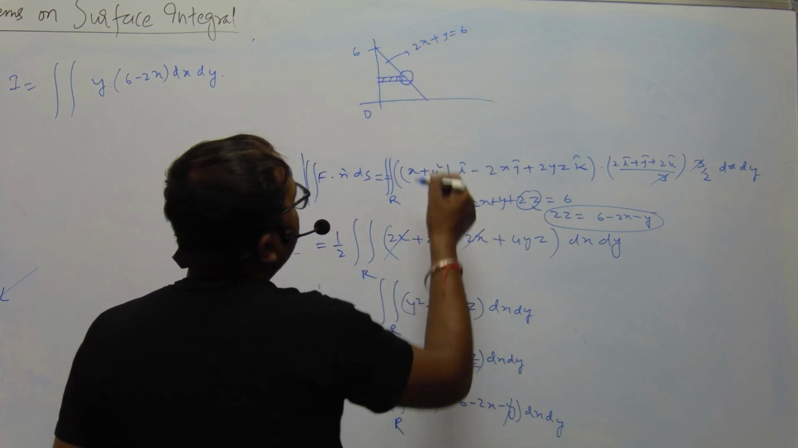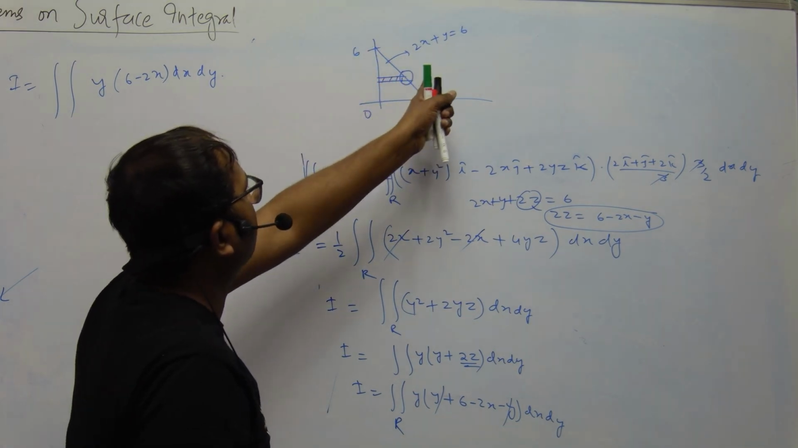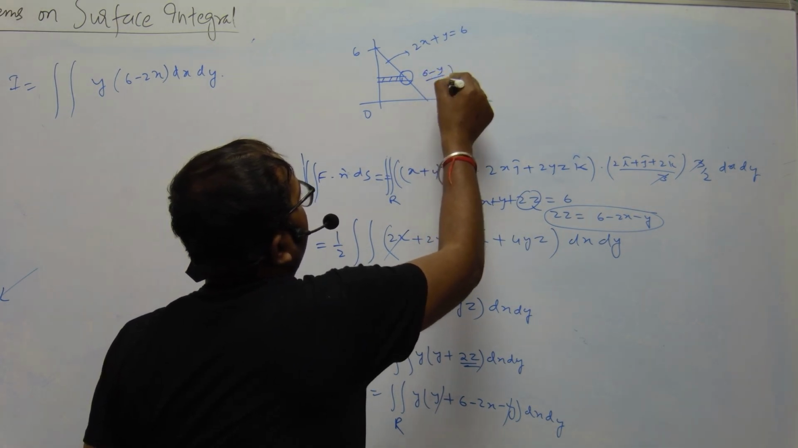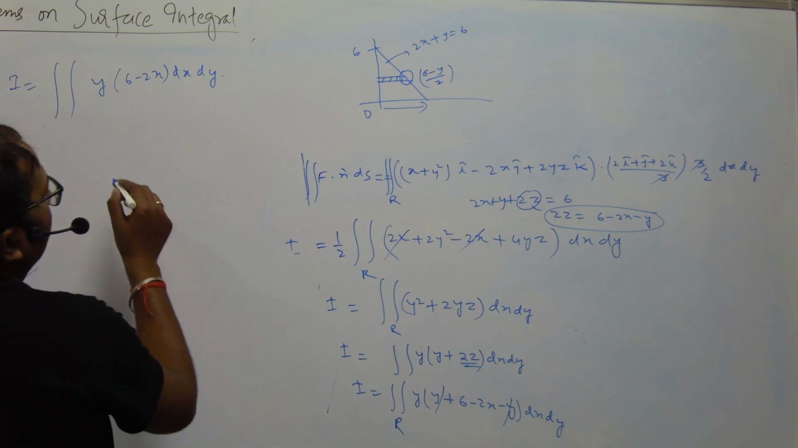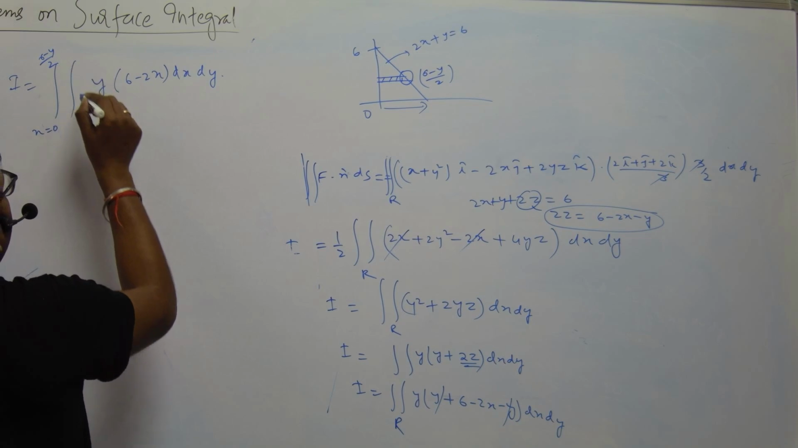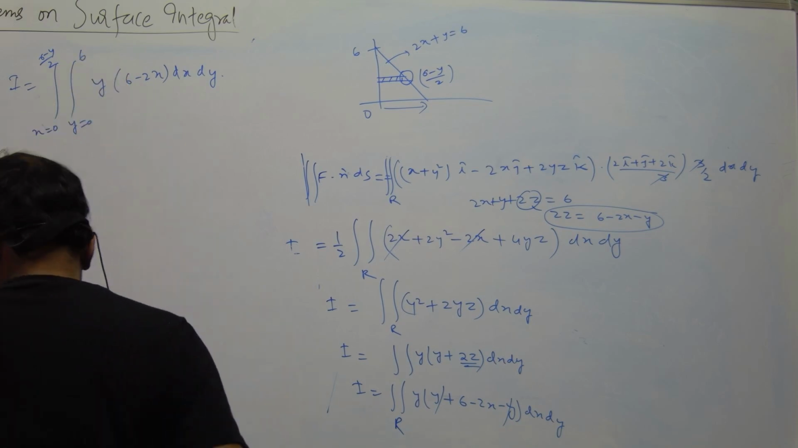We have taken the strip in this manner. Here the coordinate of x will be (6 minus y) upon 2. So x varies from 0 to (6 minus y) upon 2, and y varies from 0 to 6. Let's further simplify this.